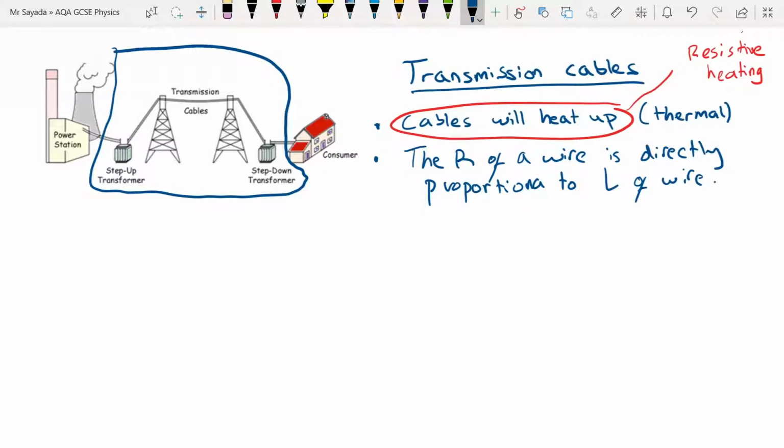Why is that a problem? Why is it a problem for the cables to heat up? Pause the video, have a think. Once you're ready, press play.